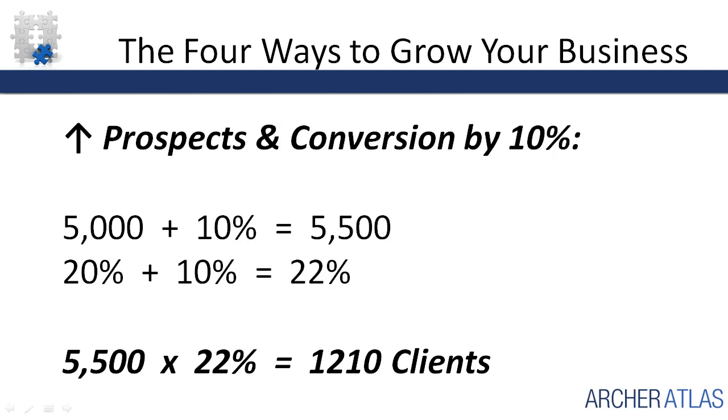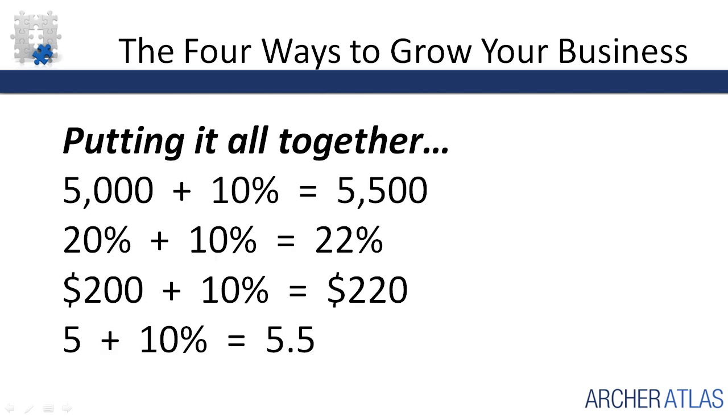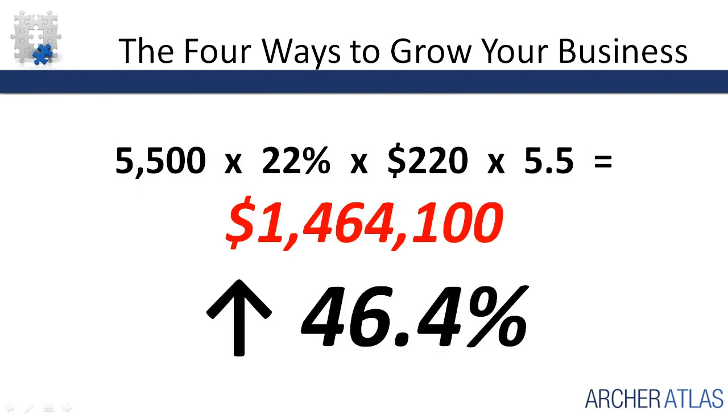Now let's say we were able to grow the amount of prospects by 10% and the conversion rate by 10%. We'd then have 5,500 prospects converting at a rate of 22%, bringing the number of customers up to 1,210. If we plug that into the other core numbers increasing by 10%, we have a total growth of 46.4%. Just to quickly go over the numbers, we went from having 5,000 to 5,500 prospects, a conversion rate of 20% increasing to 22%, an average order frequency that went from 5 to 5.5 times a year, and an average transaction value going from $200 to $220. All of this led to an increase in revenue of $464,100. That's a 46% increase if you're able to increase the core numbers by 10% each.